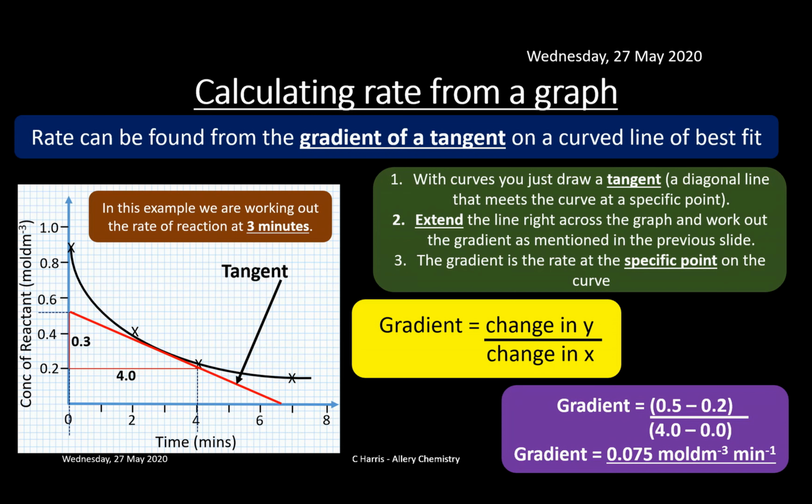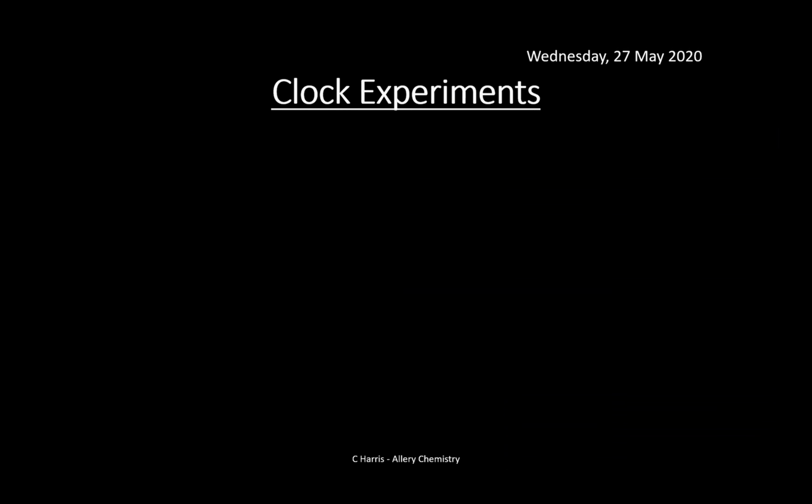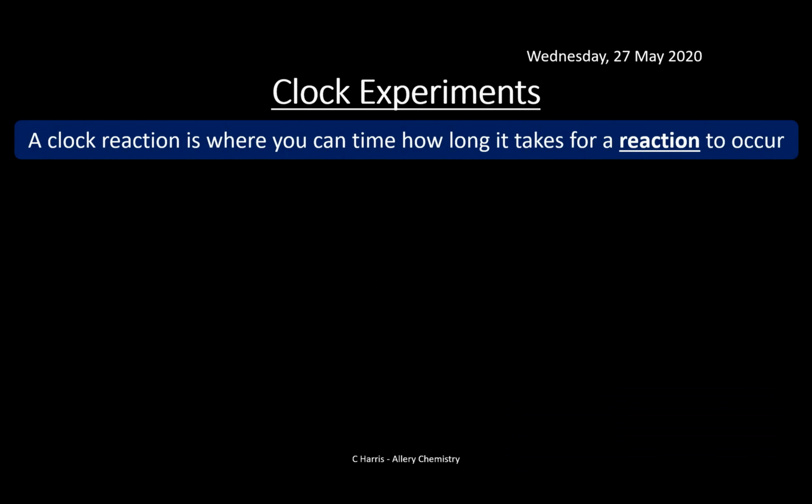Okay, so now we're going to look at another type of experiment where we're looking at rate of reaction. These types of experiments are quite clever, because they change colour of their own accord, and we call these clock experiments. A clock reaction is where you can time how long it takes for a reaction to actually occur.